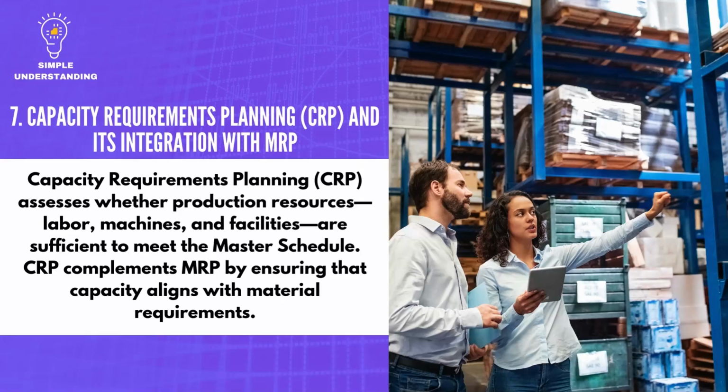7. Capacity Requirements Planning, CRP, and its integration with MRP. Explanation. Capacity Requirements Planning, CRP, assesses whether production resources, labor, machines, and facilities are sufficient to meet the master schedule. CRP complements MRP by ensuring that capacity aligns with material requirements.